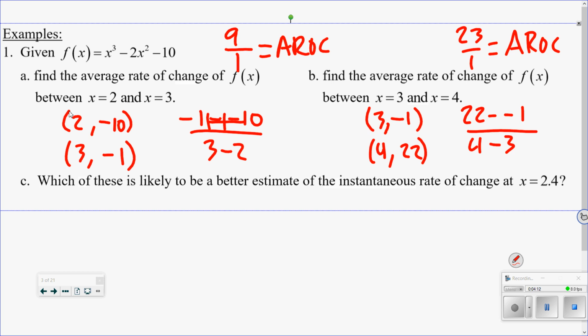Just think about that for a second. Think about what your answer would be. Are we good that it would be this one right here? Right, 2.4 is between 2 and 3. So if I find the average rate of change between 2 and 3, that's going to be a lot closer to the instantaneous rate of change at 2.4 than if I go between 3 and 4.